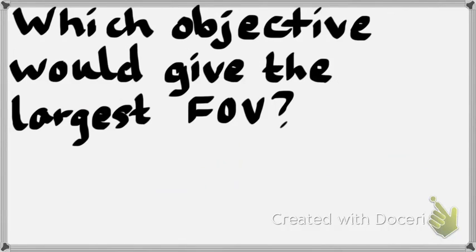Okay, we had three objectives on page 21. Scanning, low power, high power. Which one gives the largest field of view? Scanning. And guys, we even used a ruler and measured it to test that hypothesis. I think it was 5 millimeters was the field of view on scanning. Did you guys write that down somewhere? Yeah. And then what was it for low power? 2. And what was it for high power? Half, 0.5. So scanning definitely has the largest field of view.